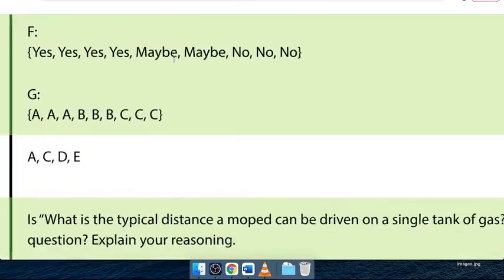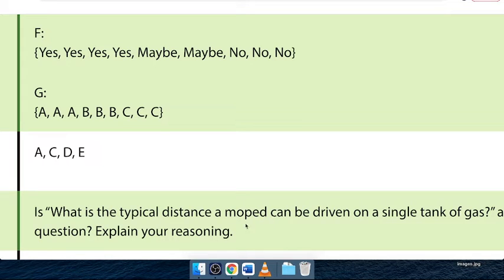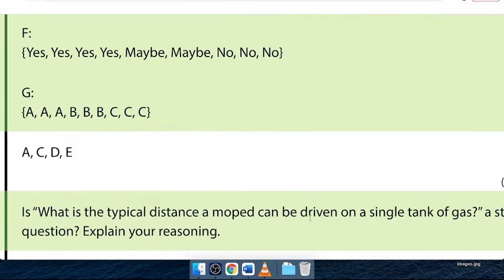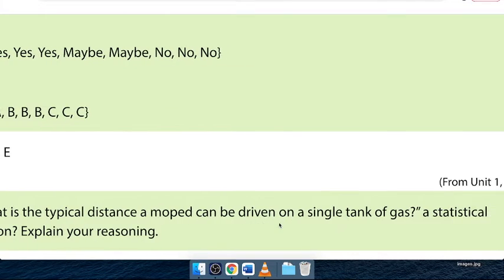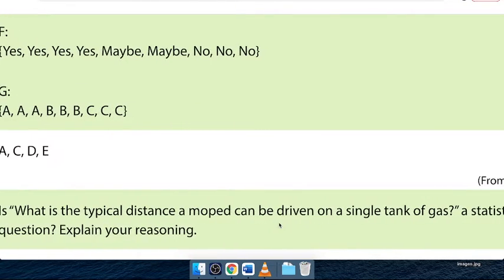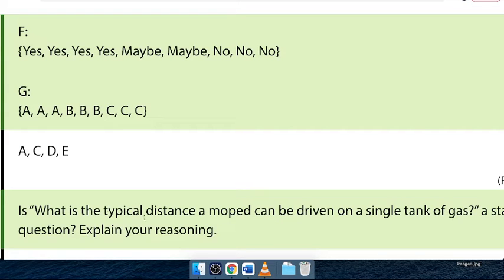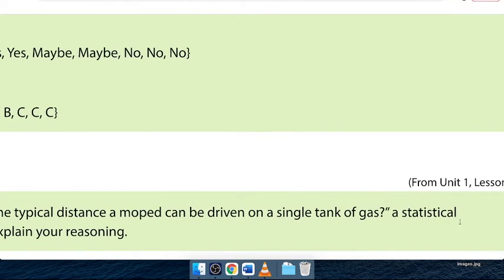And the last one says, what is a typical distance a moped can be driven on a single gas tank? Is it a statistical question? You have to ask yourself, with that word statistical, are we expecting to get a variety of answers, a variety of data, in order to find the typical distance a moped can drive? On a single tank of gas, there are going to be lots of different mopeds and lots of different possible distances they can drive before they run out of gas.